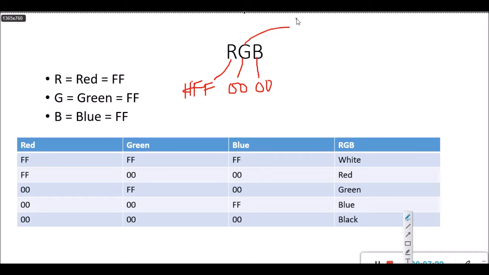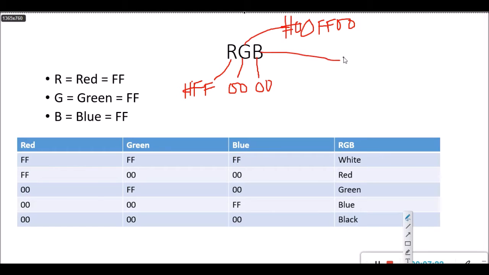What about G? If it is G, it means R is 0, 0, G is FF, and B is 0, 0. That's how it works. Then you start with hashtag.